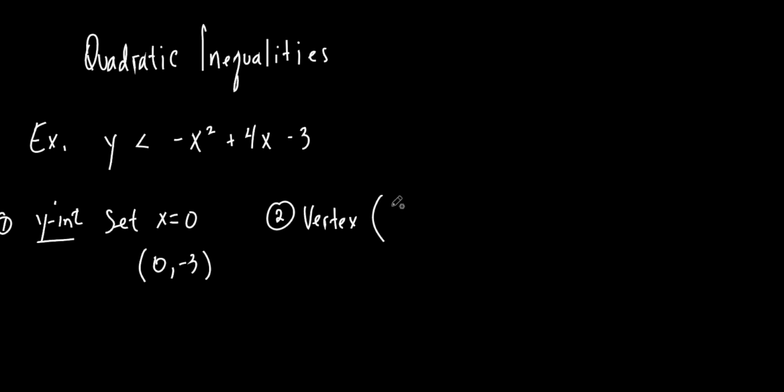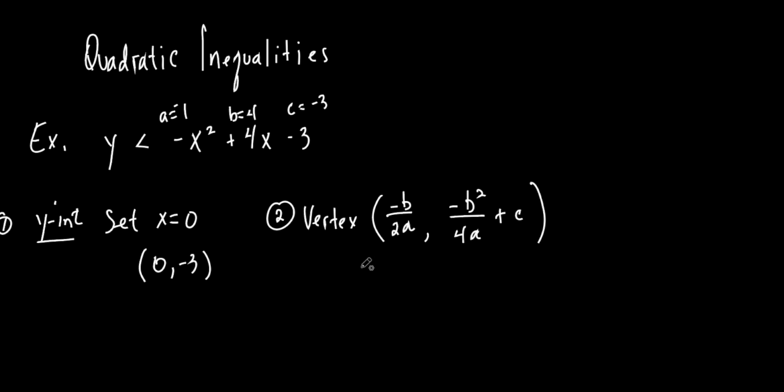What's the x part of it? Negative b over 2a. Good. So that's the x part of the vertex. And then it's what? Negative b squared over just 4a, so you're not squaring the a, plus c. All right? What's your a? A is negative 1, yep, and b is 4, and c is negative 3. All right? You just plug it in there, and you got your vertex.